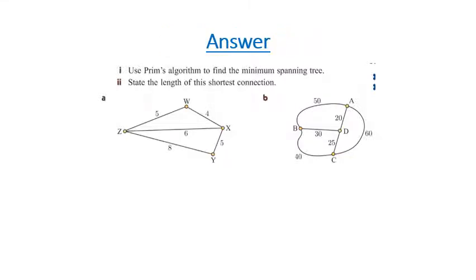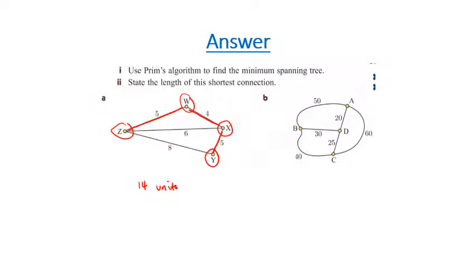Okay, if we're using Prim's algorithm, remember we need to choose a node. I'm going to choose Y. It doesn't particularly matter which one you choose, but I'll choose this one. And we follow the shortest length. So we've got X, the shortest length is to W, and then the shortest length here is back to Z, and we've covered them all, and that gives us a total of 14 units.